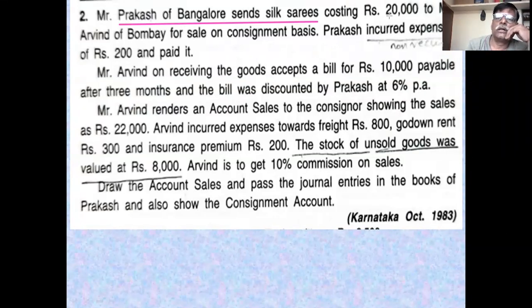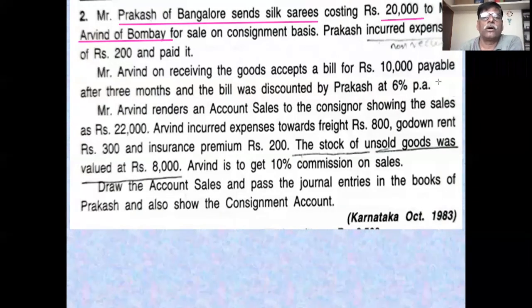And next, rupees 20,000. Goods worth 20,000 sent on consignment to Mr. Arvind of Bombay. Arvind of Bombay is the receiver of goods. Therefore, he is a consignee. Okay.